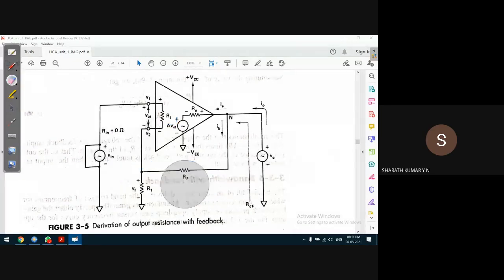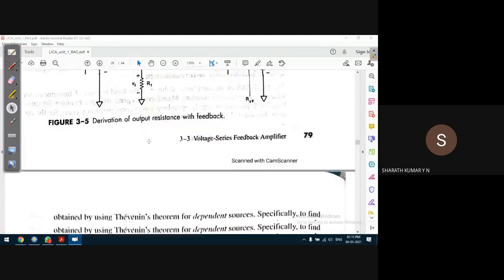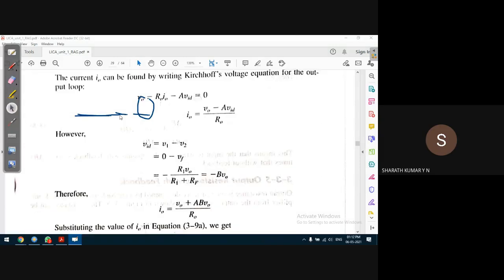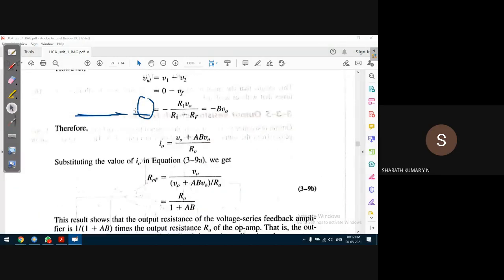Considering the condition, RF plus R1 in parallel combination with RA is very much larger compared to R0, because R0 is a very small quantity. This factor is still larger than R0. This discussion takes time.